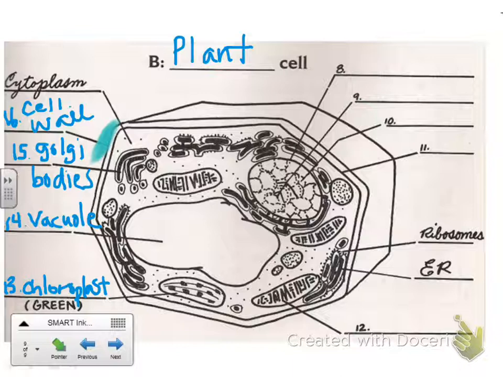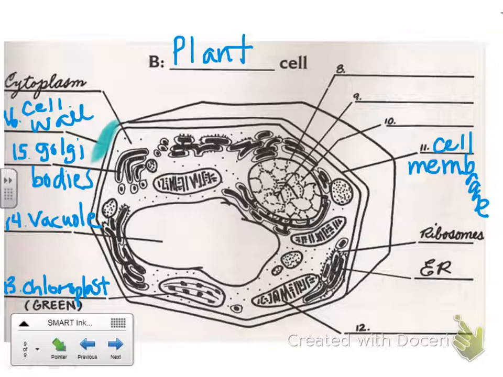Okay, let's look at 11. So what makes 11 the cell membrane? Because it's the inside part. Okay. I'm going to run out of space here. All right. Other thoughts? Faith, what do you got?